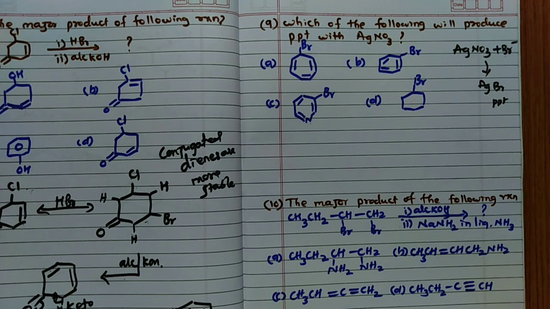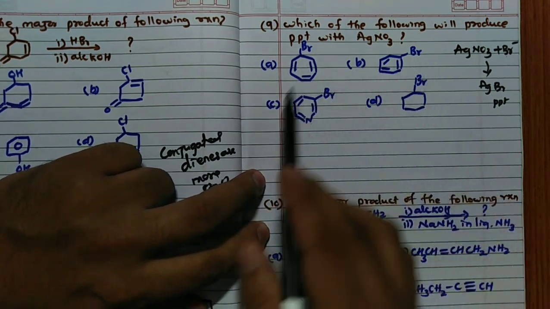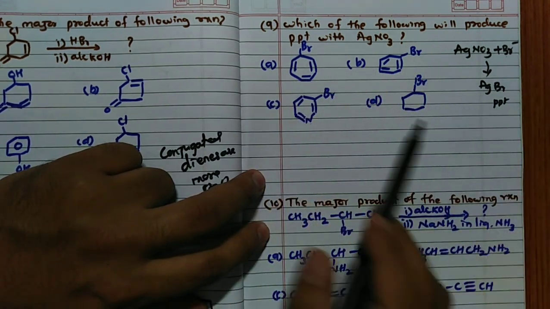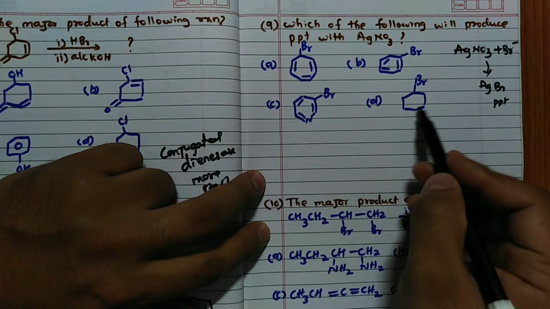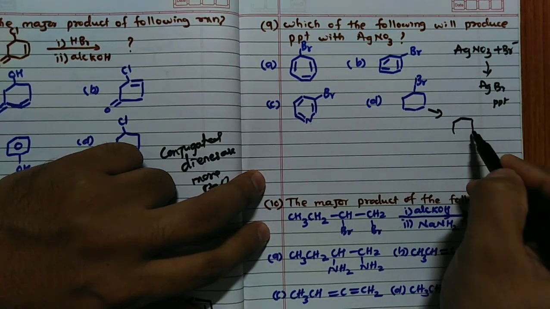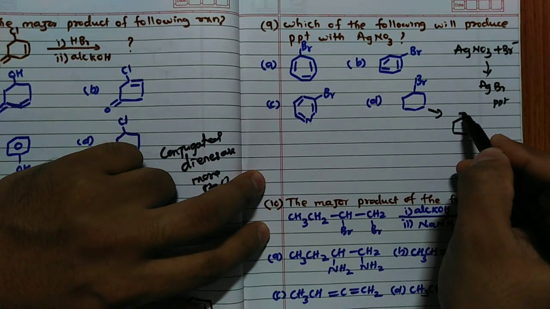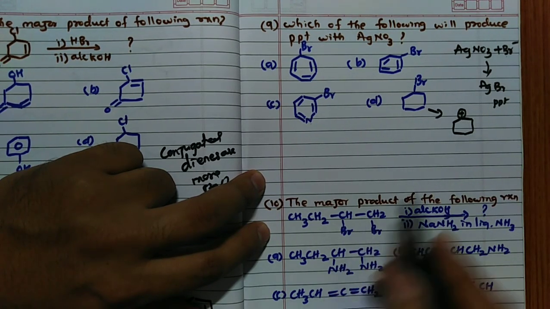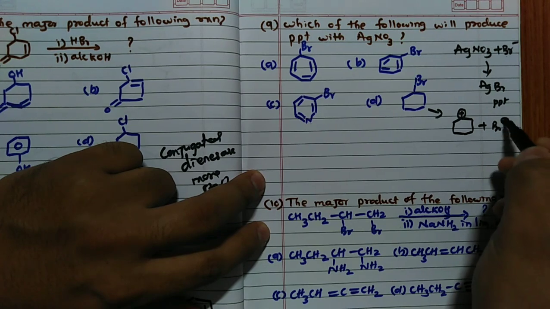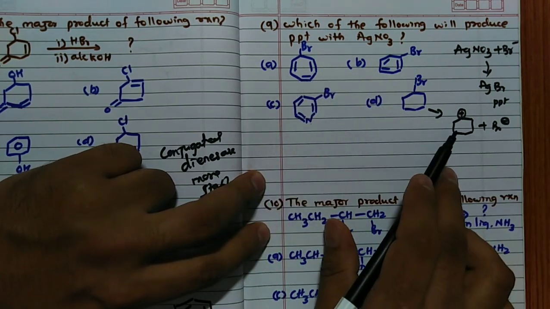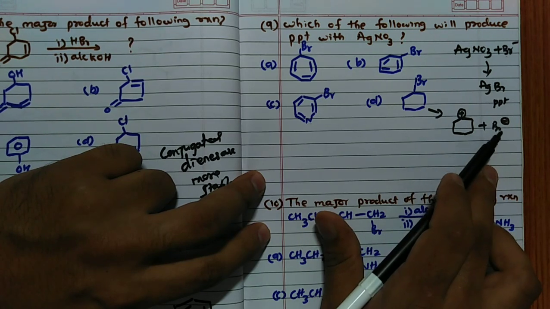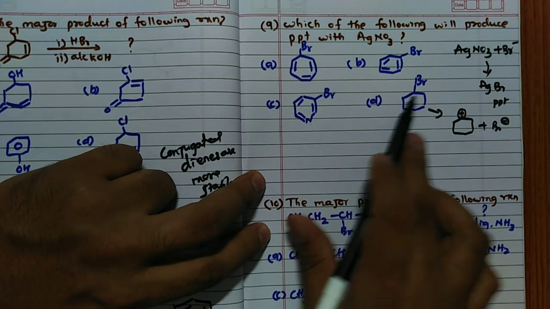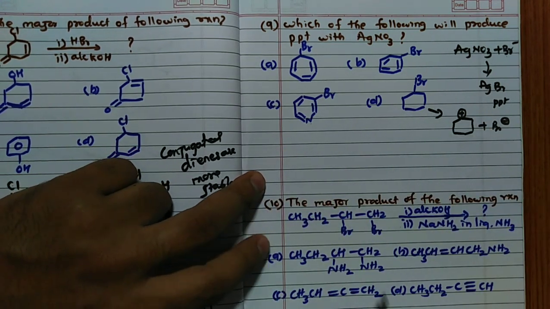Always remember one very important point. These will donate Br minus only if the carbocation is more stable. For example, this one, when it removes Br minus, the carbocation is formed plus Br minus, and it is least stable among all these. Definitely it is not going to form Br minus freely. Hence, this will never give you a precipitate. That concept you have to use.